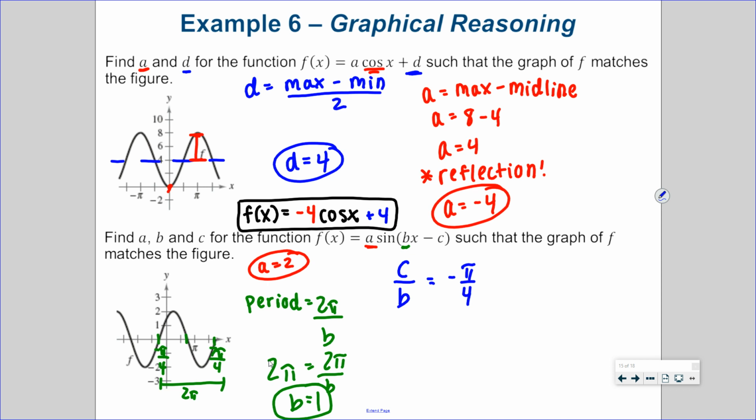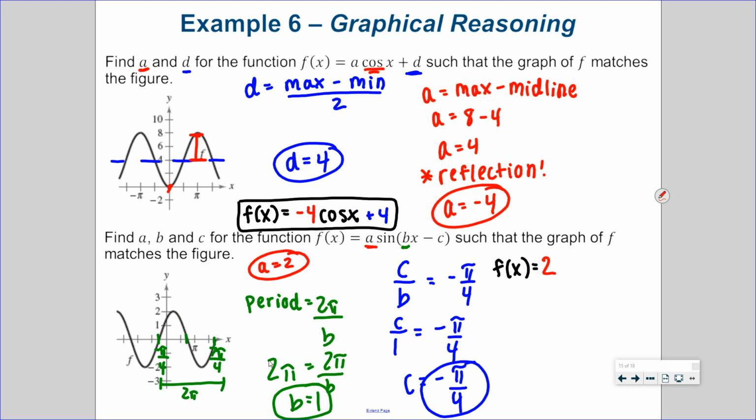Now, since there's no horizontal stretch or shrink, or since B is just 1 here, C is going to be negative pi over 4, which again, I know you could probably figure out without this formula, but they do get a little bit harder. So let's write our equation. I'll explain this a little bit more, and you can hopefully see it.